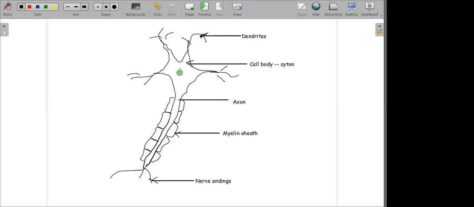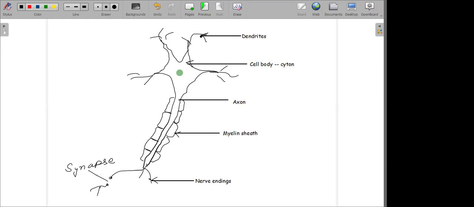When they arrive at the cell body, they are converted into electrical impulses. Those electrical impulses travel through the nerve endings. When they reach the nerve ending, the dendrites of the next nerve cell are there. These dendrites are not directly connected. There is a gap between the two nerve cells. This gap between the two nerve cells is called a synapse.